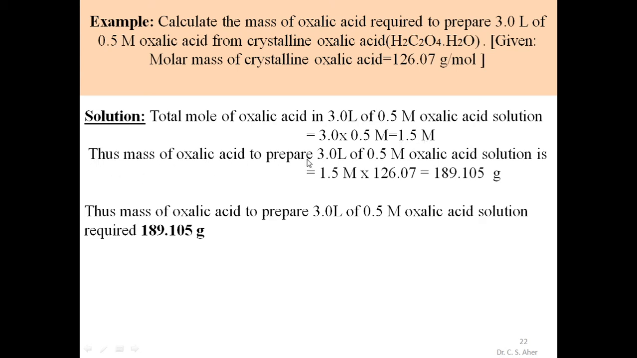The mass of oxalic acid to prepare 3 liters of 0.5 molar oxalic acid solution is moles of oxalic acid, 1.5, into its molar mass. The molar mass is given, 126.07. This multiplication gives the mass of oxalic acid required, that is 189.105 gram. When we dissolve this much mass of oxalic acid in 3 liters of solution, that solution is 0.5 molar oxalic acid solution with a volume of 3 liters. For that we require this much gram of oxalic acid. Which oxalic acid? Crystalline oxalic acid is used to prepare this solution.